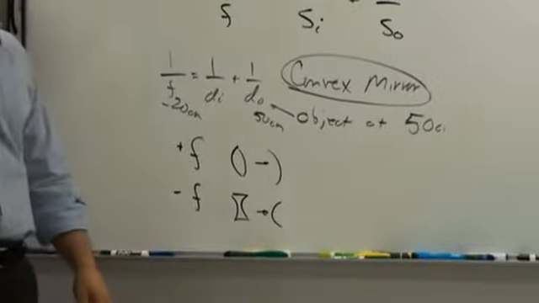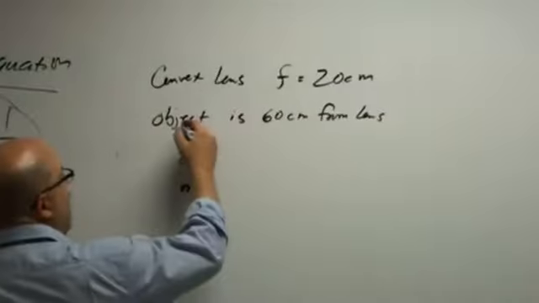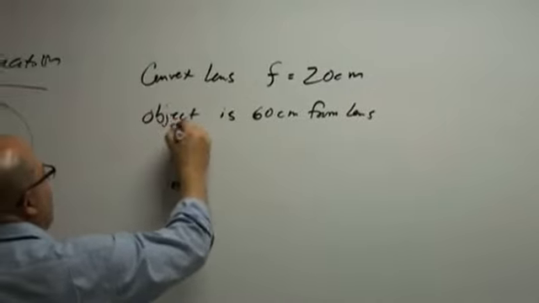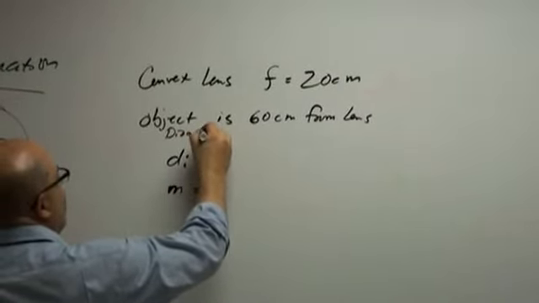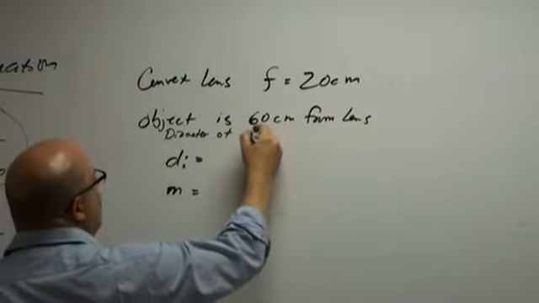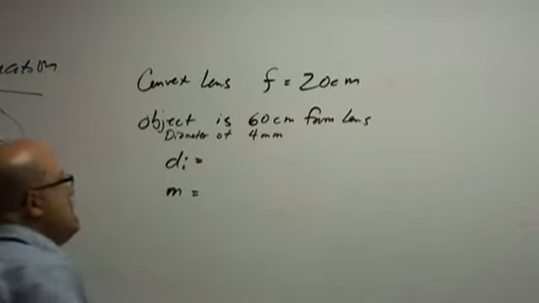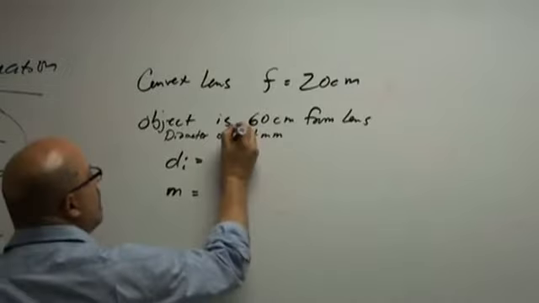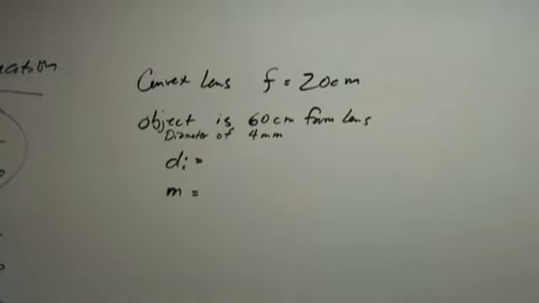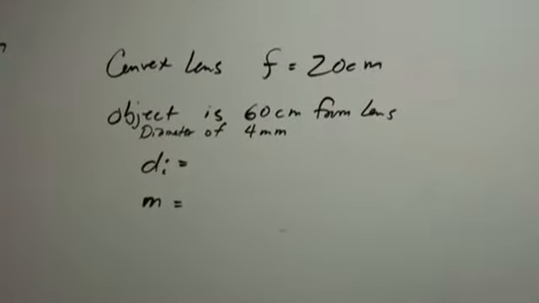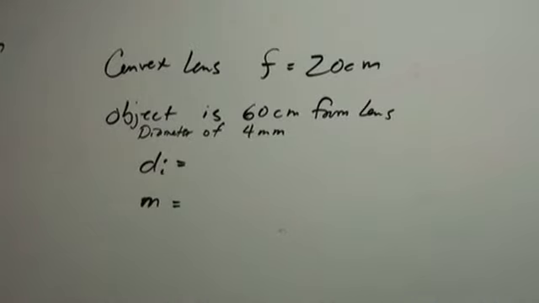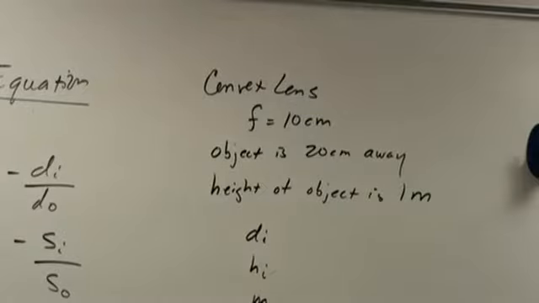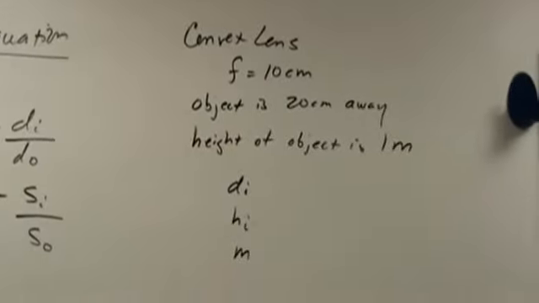All right? How tall is the object? I don't know how tall the object is. Say the object has a diameter, so you can find the magnification. 4 millimeters. Oh, that's small. Yeah, you're looking at something small. I just made it up. Yes, I said diameter on purpose because, remember, height just means a size, right?